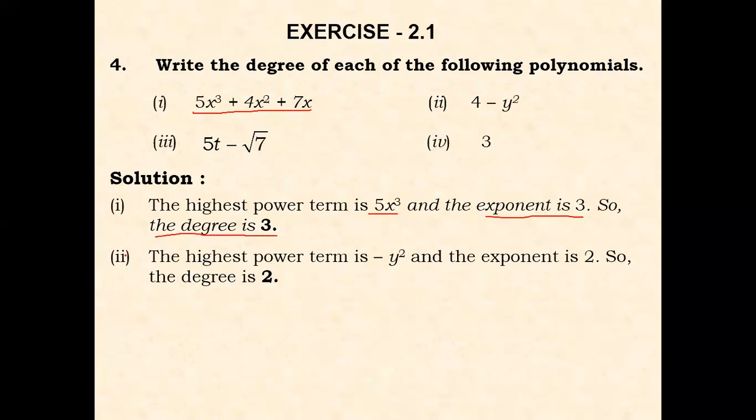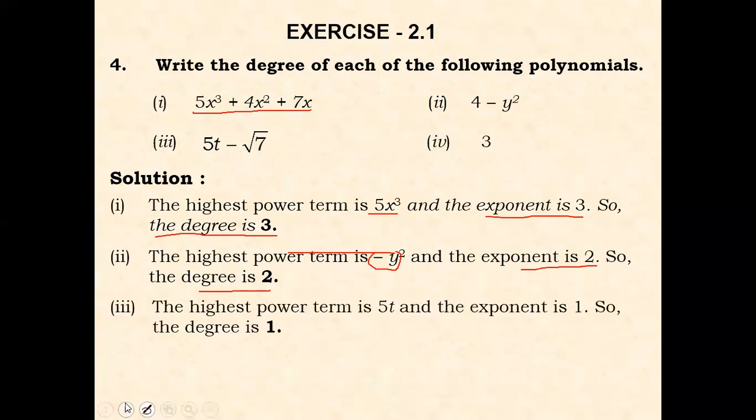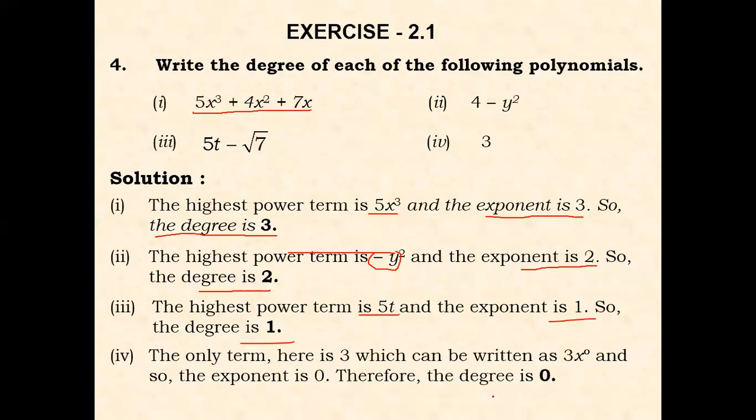In the second part, the highest power is 2, exponent is 2 here in case of minus y square. So this is what we can understand from the second part. Now third part, 5t minus root 7. T has the exponent as 1. So we have the degree 1 in case of the third part. Now in case of the fourth part, we have the degree 0, because this is a constant polynomial 3, and we know that a constant polynomial can be assumed as 3 into x to the power 0. So we have the degree 0.